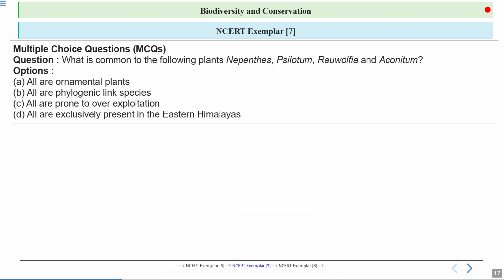Next question: what is common to the following plants? Nepenthes, Xylotum, Rauwolfia, and Aconitum. So what would be the correct answer? You have four options here, and you have to select the correct answer from these options. Option A: all are ornamental plants. Option B: all are phylogenetically linked species. Option C: all are prone to overexploitation. And option D: all are exclusively present in the eastern Himalayas.